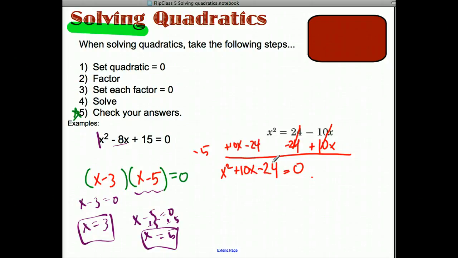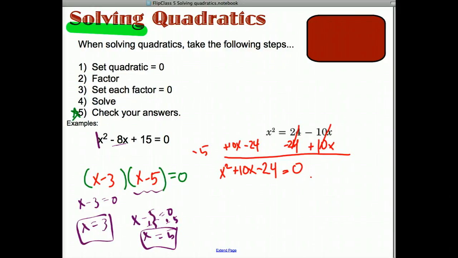So now this is a problem just like this. Alright, so I'm going to just do it Miss Hartman's way. She does it a little quicker. You kind of bounce the numbers around. I need something that multiplies to negative 24. So it's going to multiply to negative 24, and it's going to add to a 10.